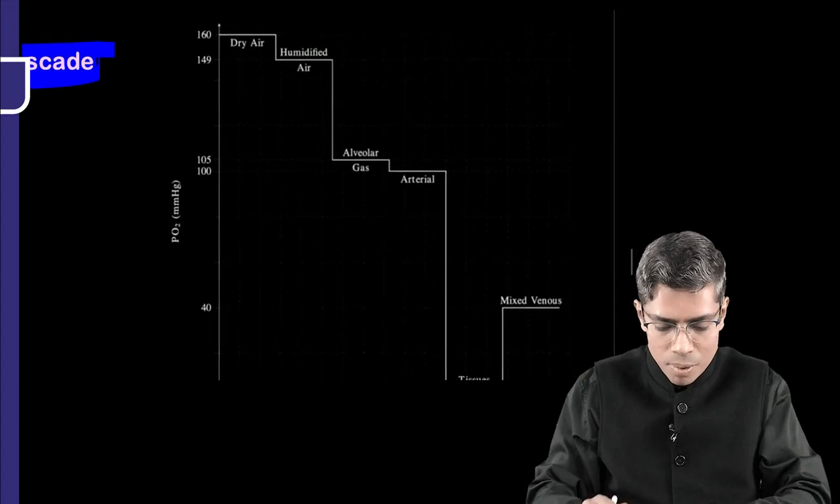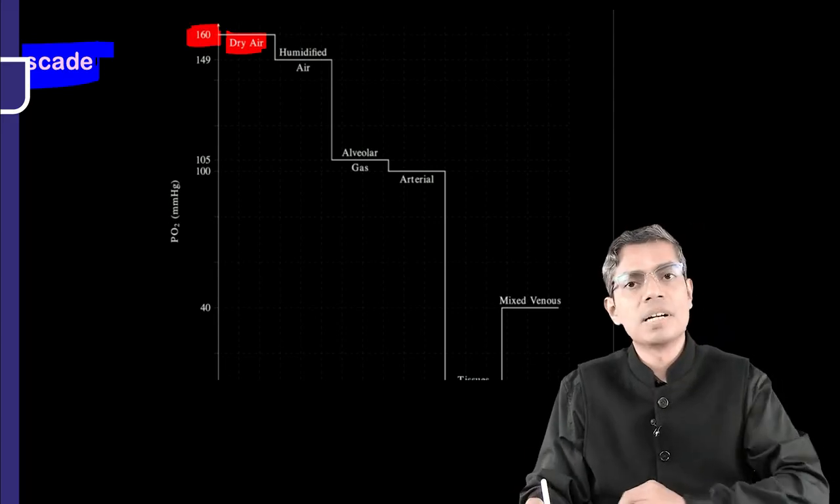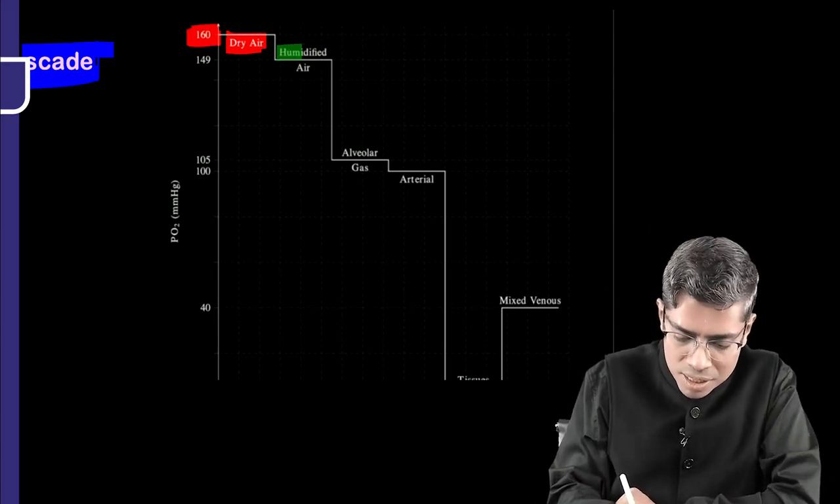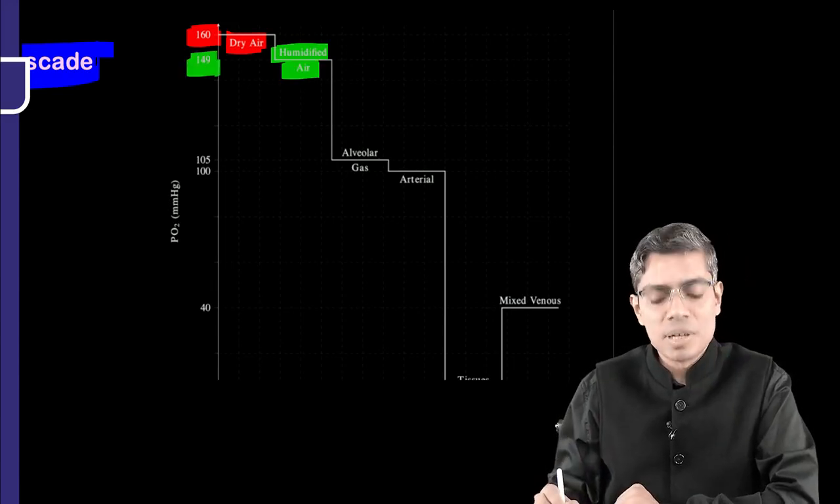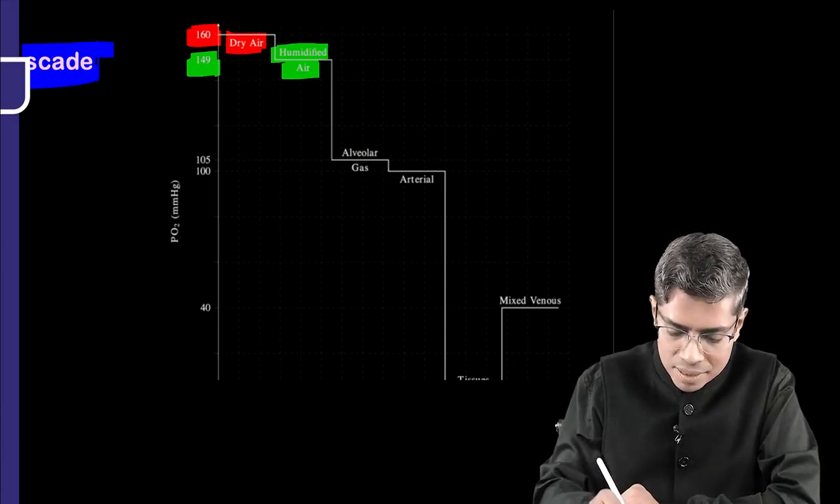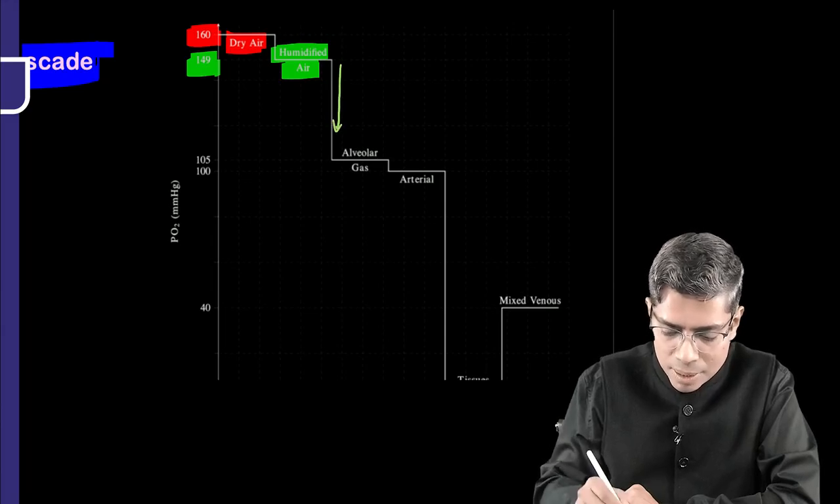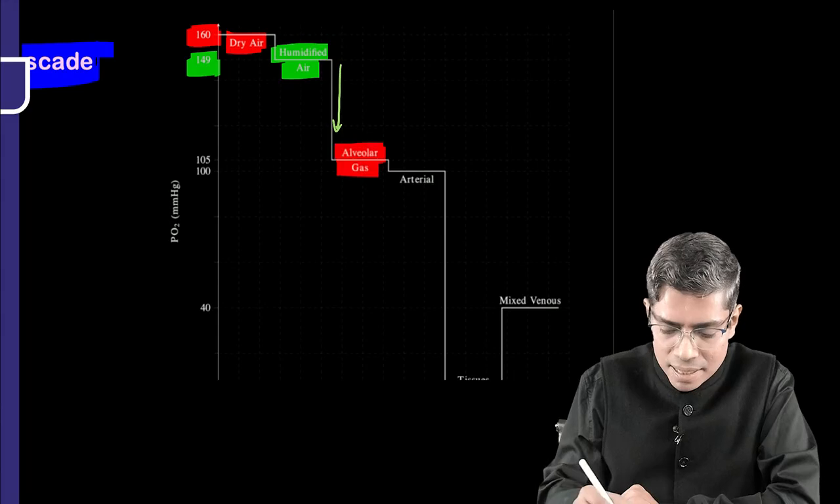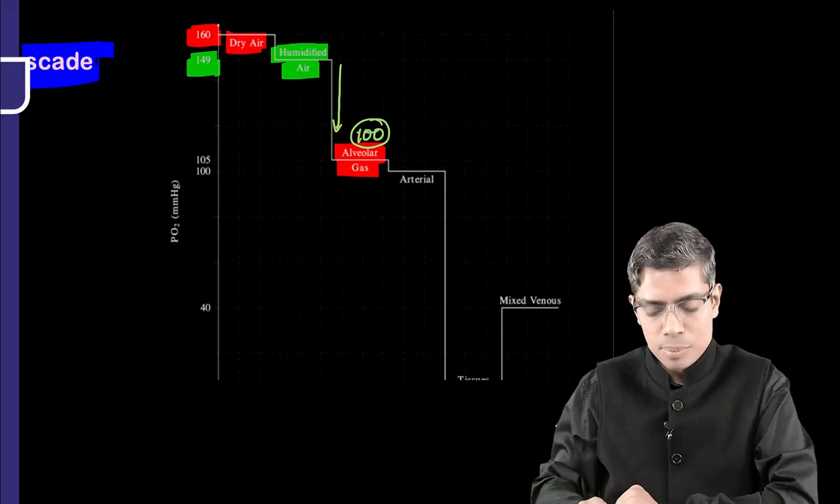So the partial pressure of oxygen at the level of dry air is 160 millimeter of mercury. Then the partial pressure of oxygen at the level of humidified air is 150 millimeter of mercury. There is one step drop, okay. Then further dropping of oxygen partial pressure is happening at the level of alveolar gas, and that is 100 millimeter of mercury, 100 to 104 in some books, okay.